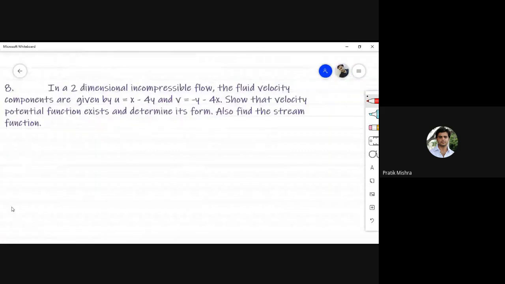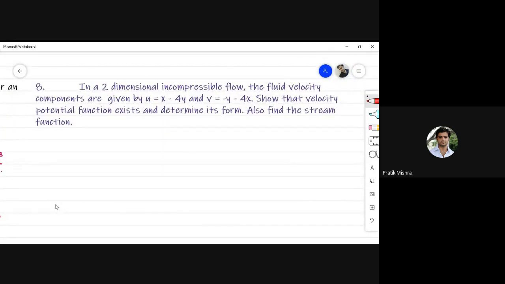Moving on to our last question. Last question is again very simple. You have a two-dimensional incompressible fluid with velocity components u and v. Show that the velocity potential function exists and determine its form and also determine the stream function. तो ये क्वेश्चन भी आपके प्रैक्टिस के ही लिए था. आपको u दिया हुआ है, u is given as x minus 4y and v is given as minus y minus 4x. अब आपको वही एक्सप्रेशन यूज करना है.